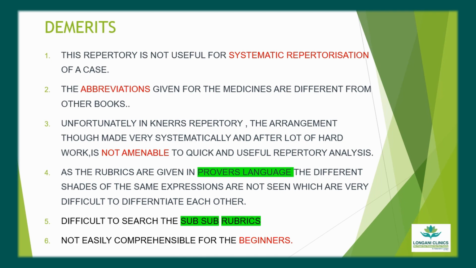Fourth one. As the rubrics are given in prover's language, the different shades of the same expression are not seen, which are very difficult to differentiate from each other. Fifth one. Difficult to search sub-rubric. Sixth one. Not easily comprehensible for the beginners.